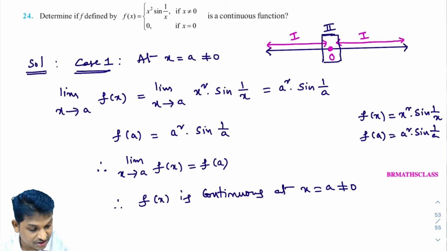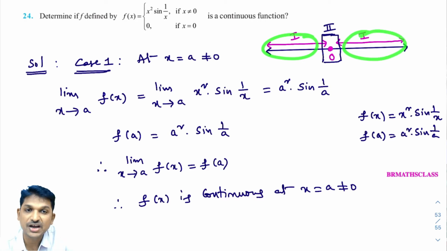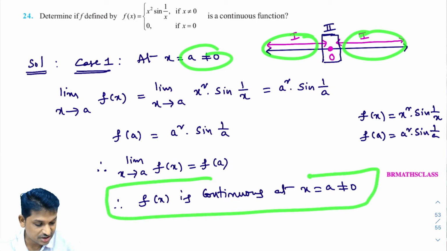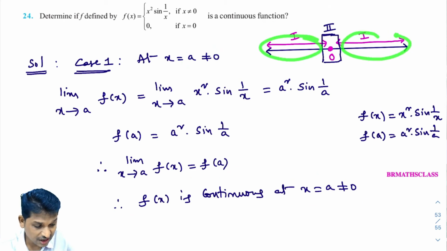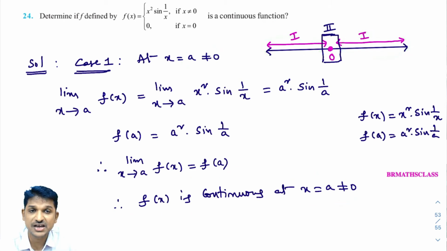So, I checked the continuity in case 1. Whenever a is a non-zero number, I checked the continuity. What I got is that this is continuous at x equal to a whenever a is not equal to 0. What are they asking? They are asking, is this function a continuous function? I checked in case 1 and got that it is continuous at every real number except 0. Now, I need to check at 0. Then I can say whether it is a continuous or a discontinuous function.